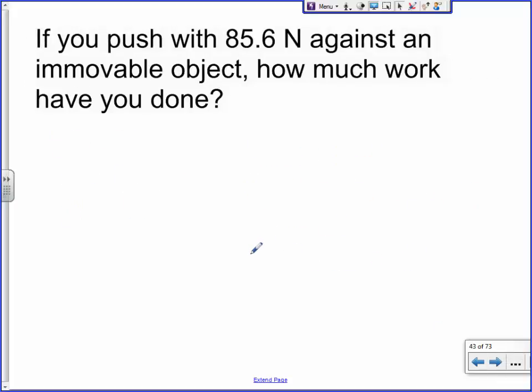All right. You pushed with 85.6 newtons against an immovable object. How much work did you do? None. Good, yeah, I'm getting to some tricky questions here, right? I decide to go up against the board and I push against it. If it does not move, despite my using of force, it needs to actually move, right? Essentially what's happening is work is equal to your 85.6 newtons times 0 meters, so therefore you did no work.